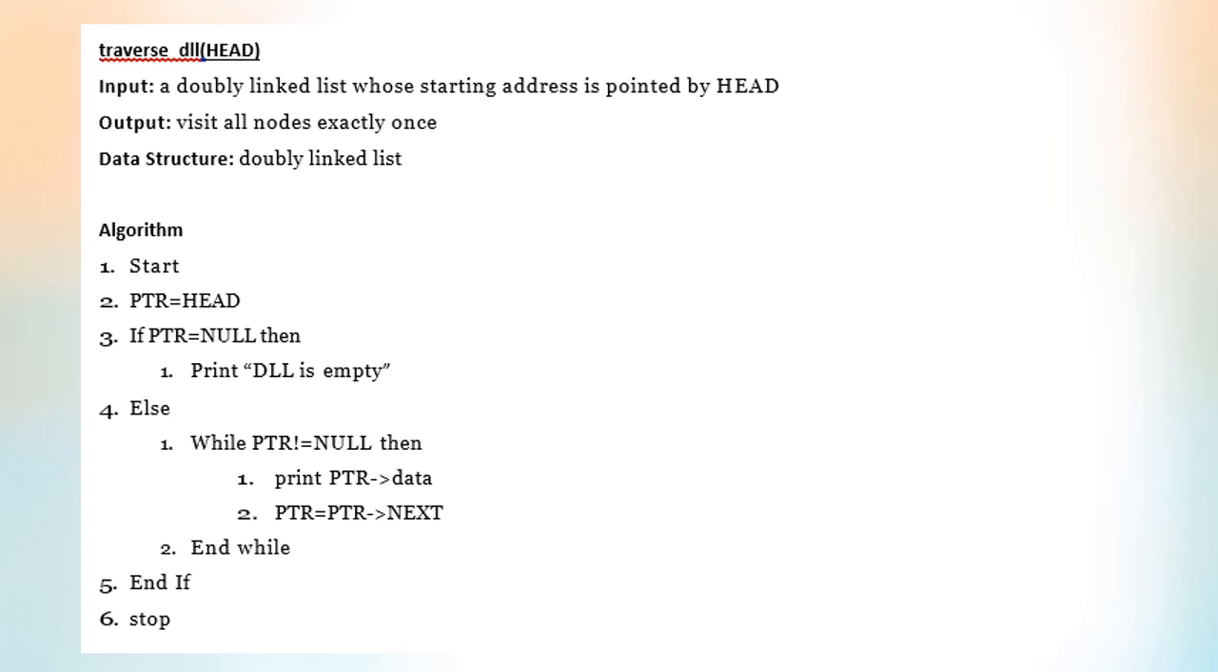This is the algorithm for traversing through the doubly linked list. Step 1, start. Step 2, set pointer is equal to head. If pointer is equal to null, then print doubly linked list is empty. Else, we have to move through each node and print the data part. While pointer not equal to null, then print the pointer data and pointer is equal to pointer next. So using this algorithm, you can traverse through the doubly linked list and print each element.